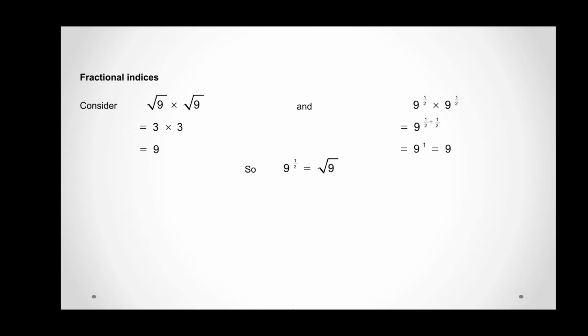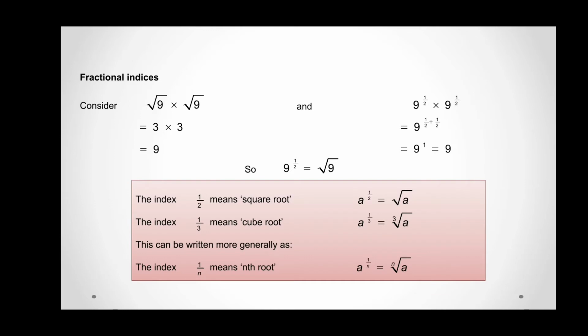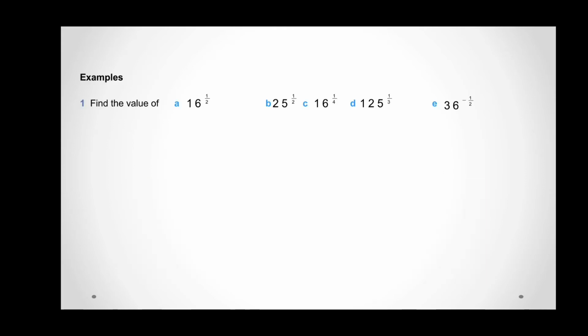So we know that 9 to the power half means square root of 9. If the index is half, that means square root; if the index is 1 over 3, that means the cube root. So if the index is 1 over n, we call that the nth root. Examples: find the value of 16 to the power half, 25 to the power half, 16 to the power 1 over 4, and 125 to the power 1 over 3, and 36 to the power minus half.